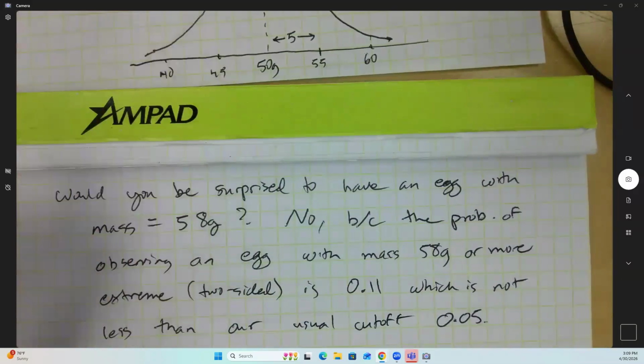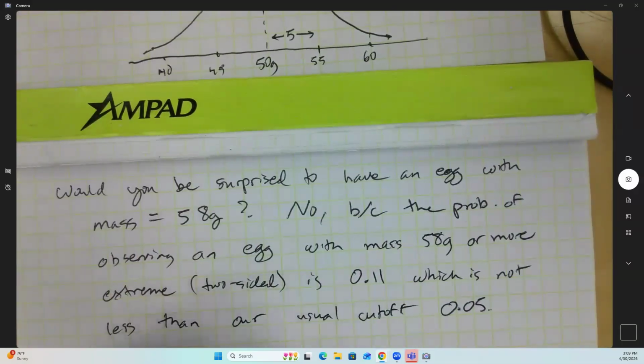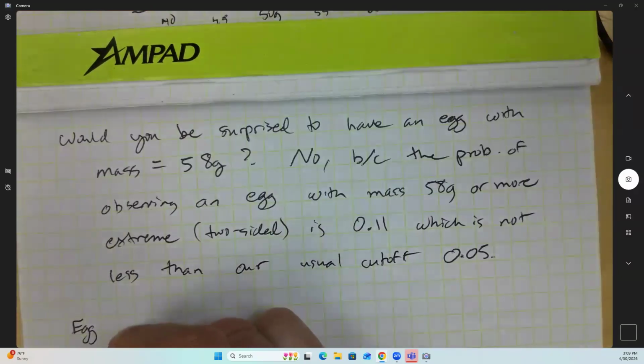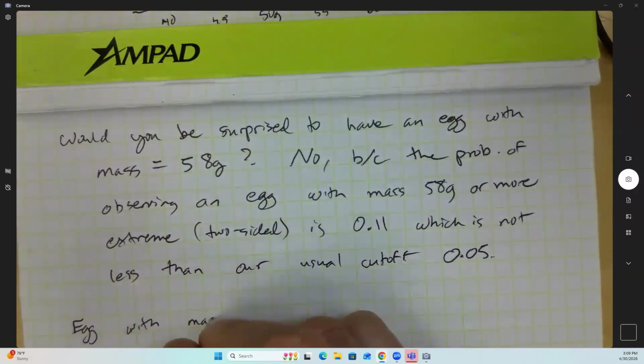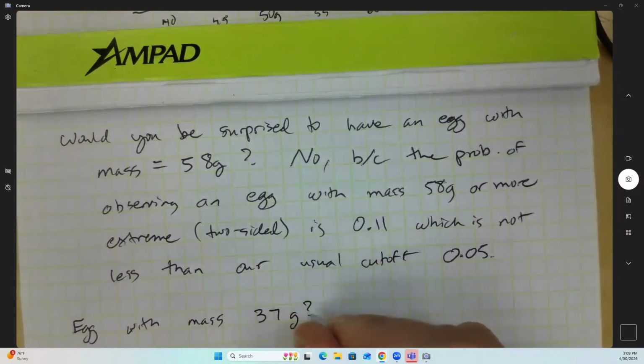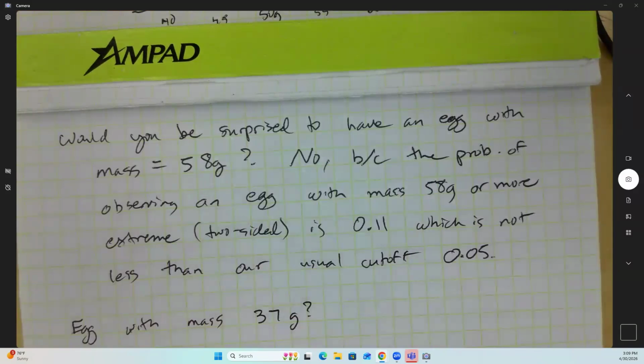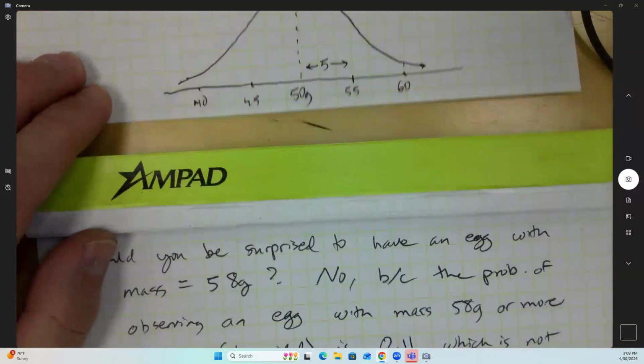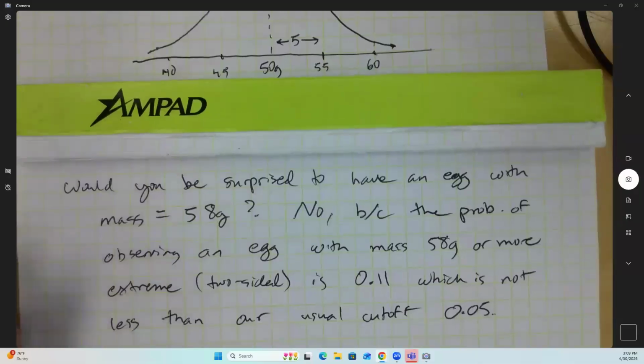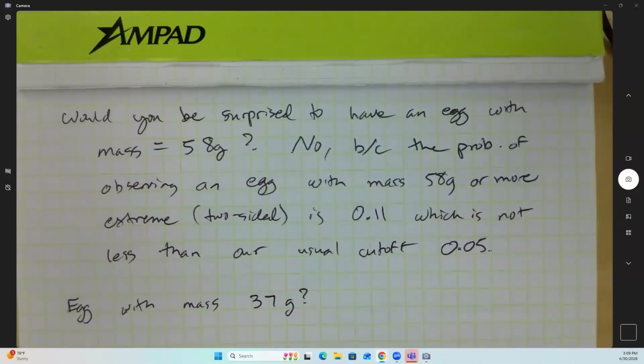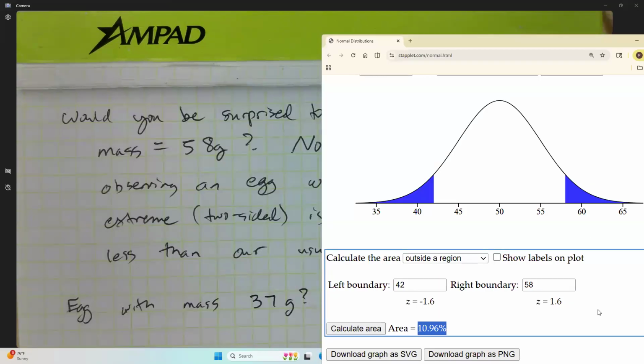All right. What about an egg with mass of 37 grams? Would that be statistically surprising? Here, let's do this. All right, an egg with a mass of 37 grams. What do you think, Bella? Well, then why is that?